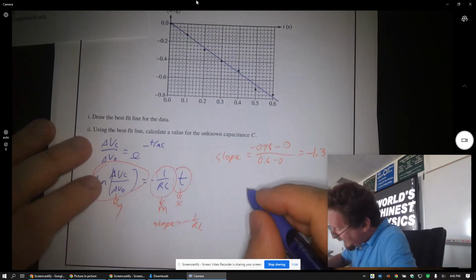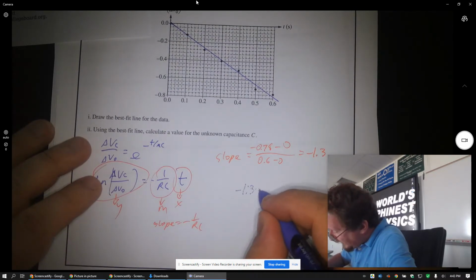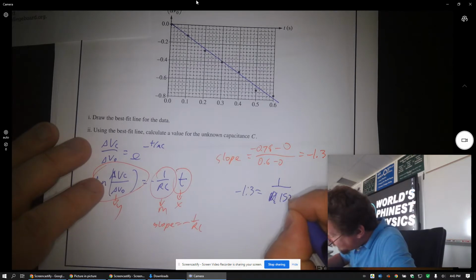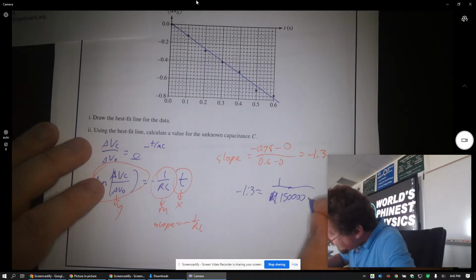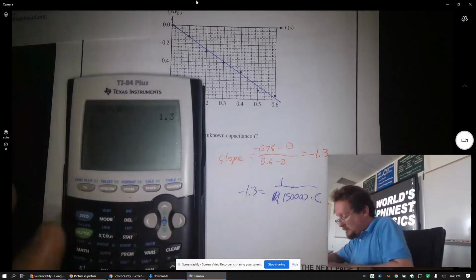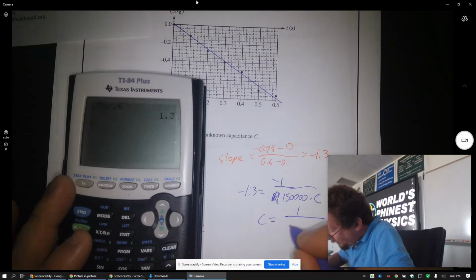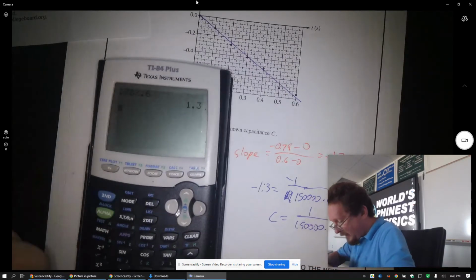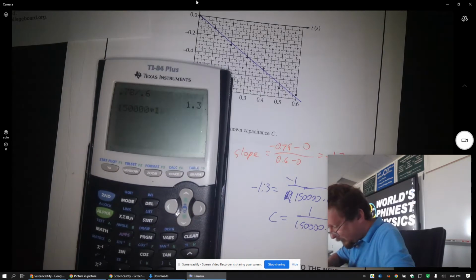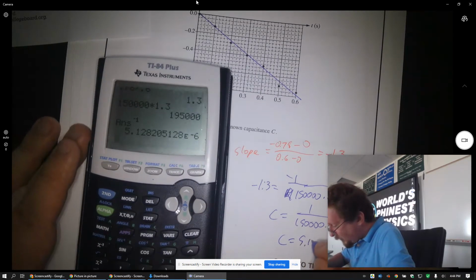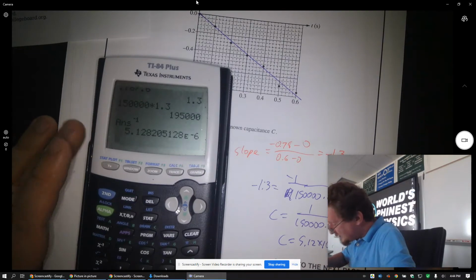So then I'm going to go back here. I'm going to say negative 1.3 is equal to negative 1 over RC. Oh, we have an R, 150,000, times the C. So we're just going to cross multiply here. That's a negative, so screw both negatives, and we're going to say 1 over 150,000 times 1.3. So 150,000 times 1.3, and then reciprocate the whole thing, and the capacitance is 5.12 times 10 to the negative 6 farads.